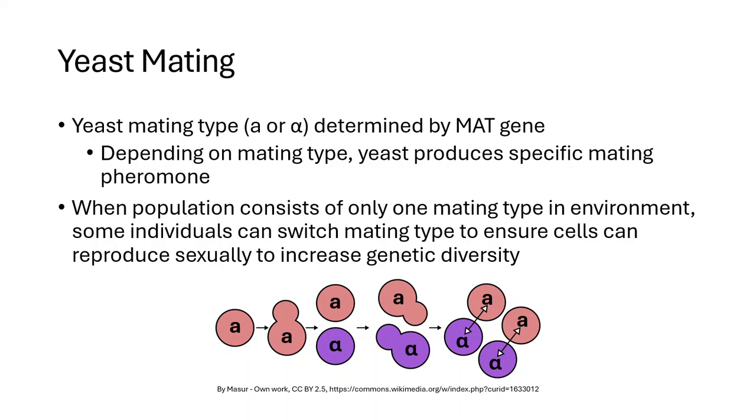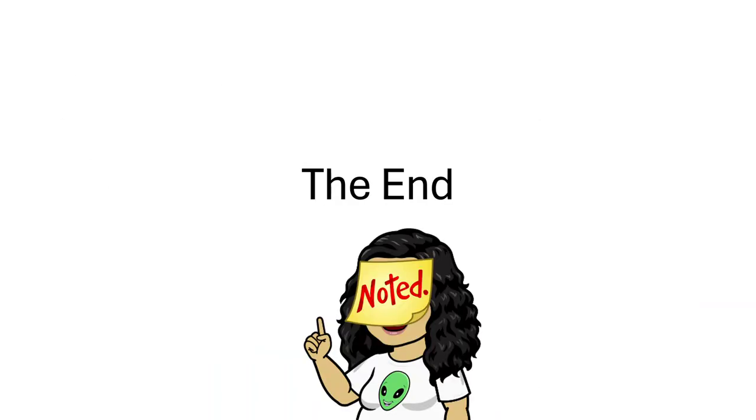So here you see a population of A-type yeast, and if there are no alpha-type yeast, then some of the yeast cells can switch to an alpha mating type, and then you'll have both mating types in the population. So genetics is complicated, has a lot of environmental factors interacting with it, but next we're going to move on to Unit 6 and talk about the genetic basis of why phenotypes exist based on genotypes.